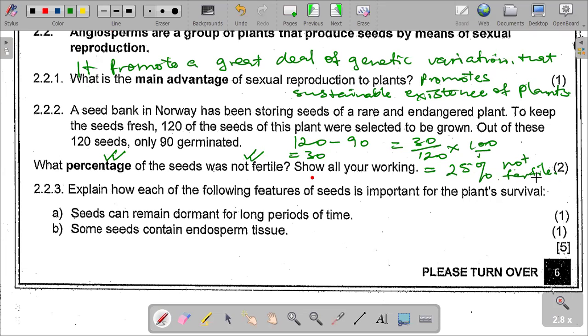as I've shown you on the board here, and then explain how each of the following features of seeds is important to the plant's survival. A, seeds can remain dormant for long periods of time. Dormant is a season whereby the seeds are not germinating. Dormant means not germinating for a time.